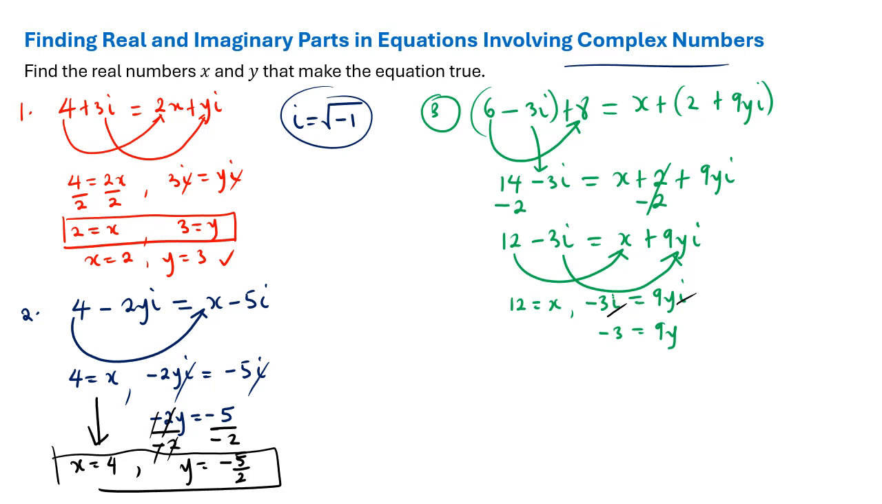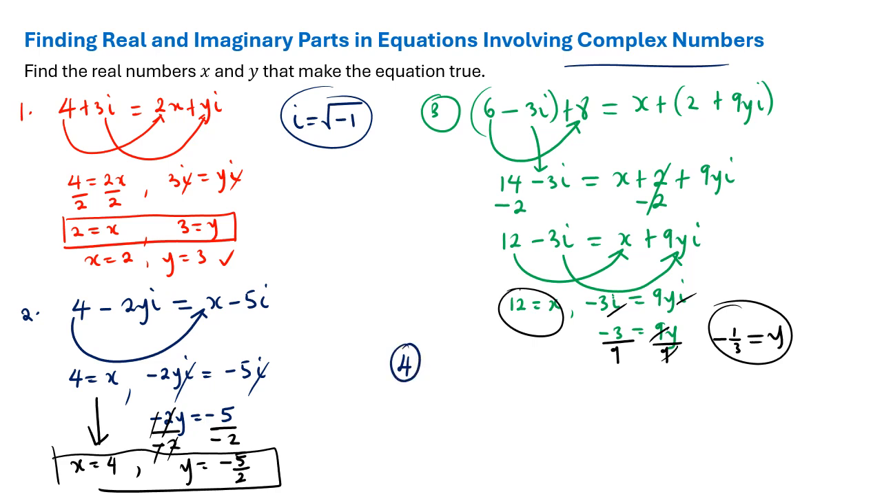Again, we'll divide both sides by 9, and then we get y is equal to, cross 9 out, negative 1/3. So that means we get x is 12 and y is negative 1/3. Let's take one extra example. This is the last example right here, example 4.